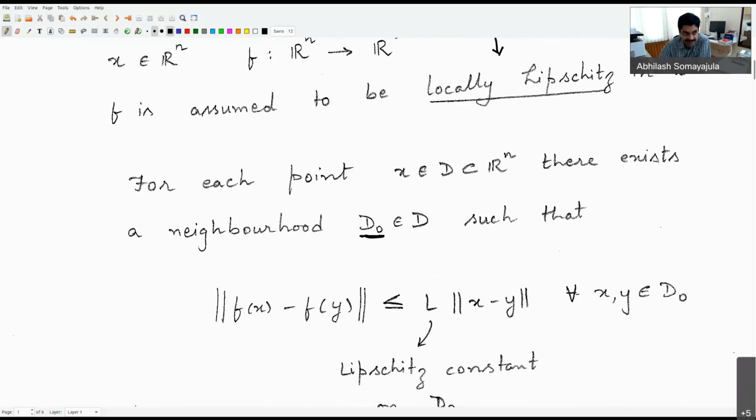Now, this mathematical definition may seem a little complex to understand, but maybe a better idea might be to see it graphically. Wait one second. So let's see. Let me stop sharing here.